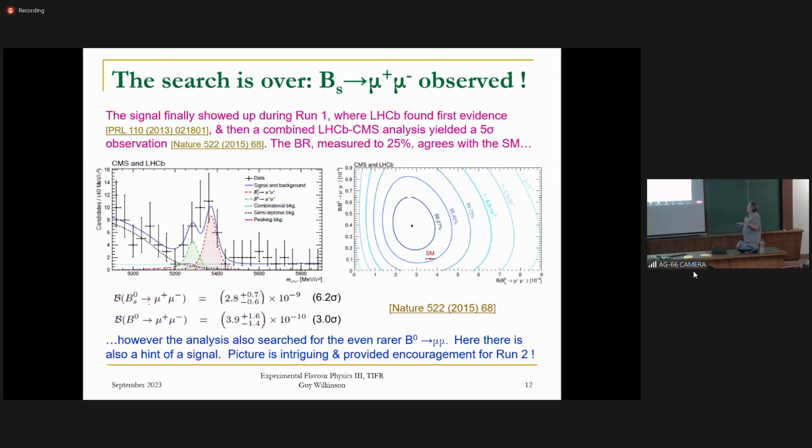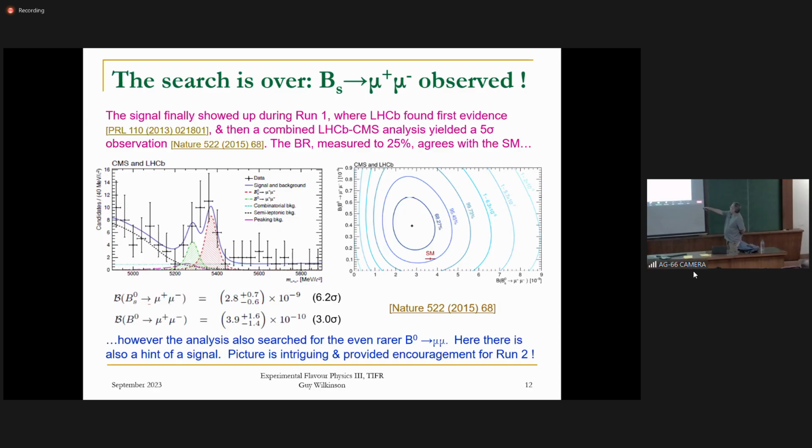Surprisingly soon, I mean, the Higgs turned up rather soon in the early days of the LHC. BS to mu mu did as well, and this was surprising, and this was certainly at that time the holy grail of flavor physics. Here you see the result from a combined analysis of CMS and LHCb. This combined analysis yielded a 5 sigma observation.